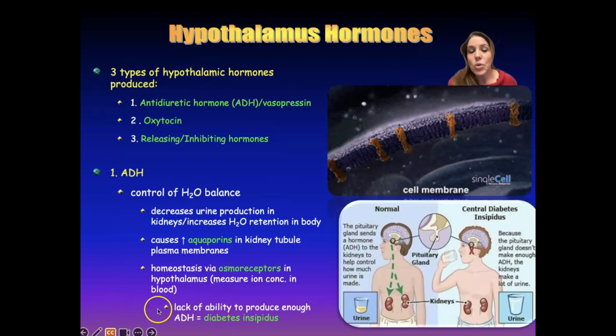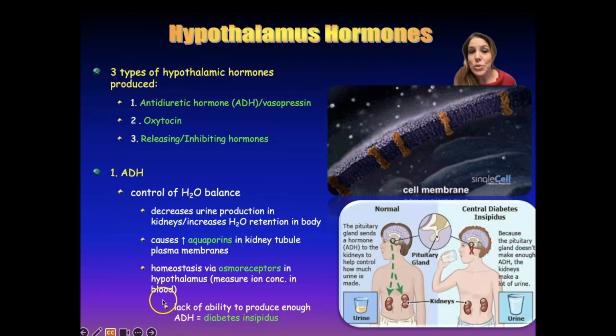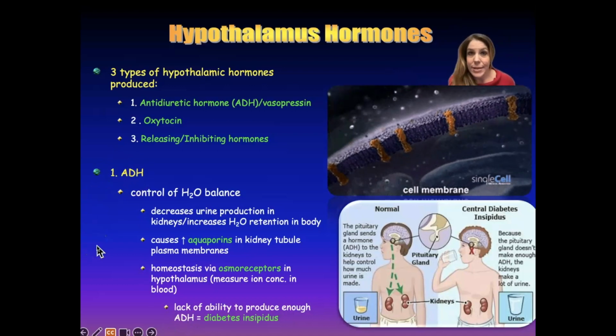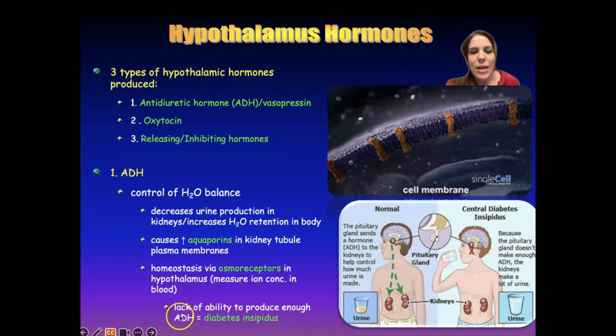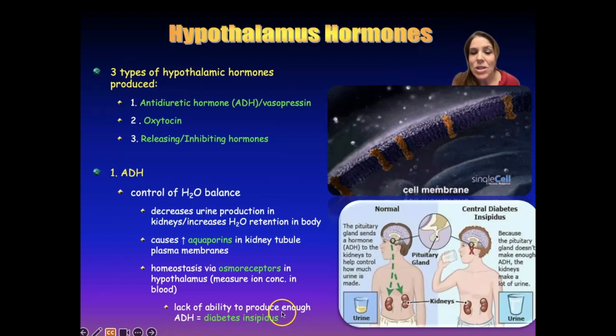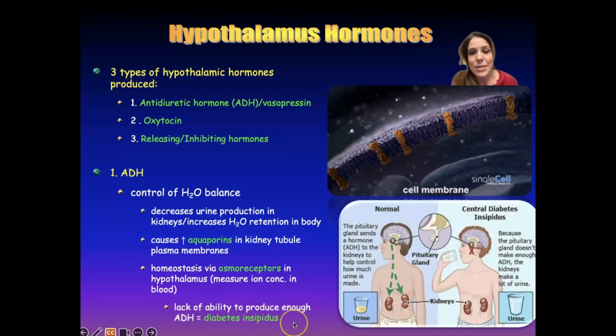So there are disorders where people are not able to produce enough ADH in the hypothalamus when it's needed. And in this case, it causes disease. The inability or lack of ability to produce ADH is a condition called diabetes insipidus.